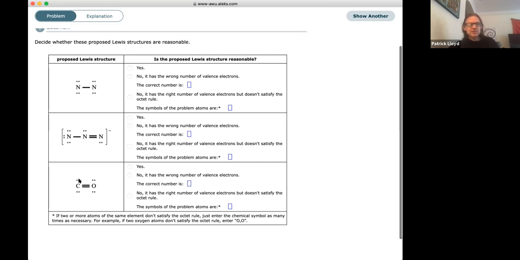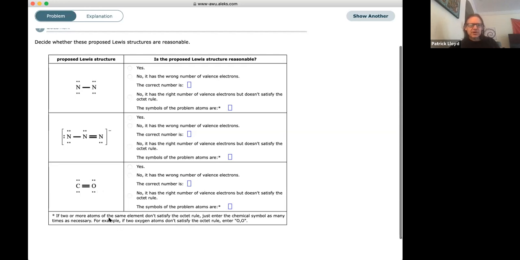Last one, carbon monoxide. This looks like we got the octet. This is one we just looked at, right? This is when we looked at carbon monoxide. It didn't have the correct number of electrons. It needed to have 10, but this one had 12. So even though the octet rule is satisfied for each one, it didn't have the correct number.